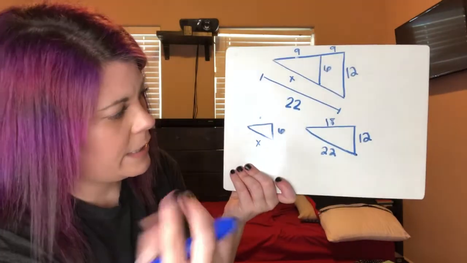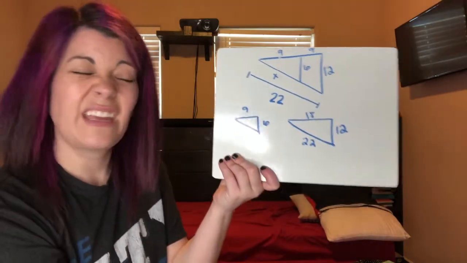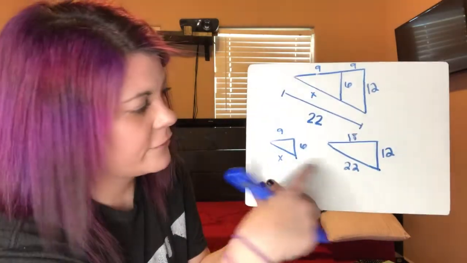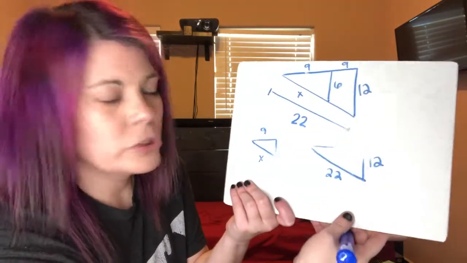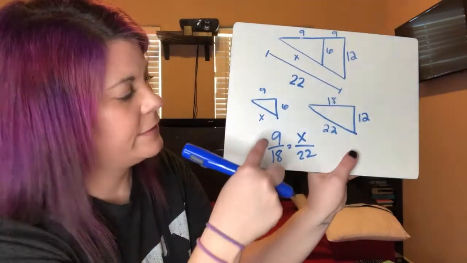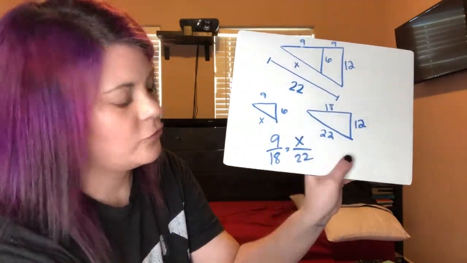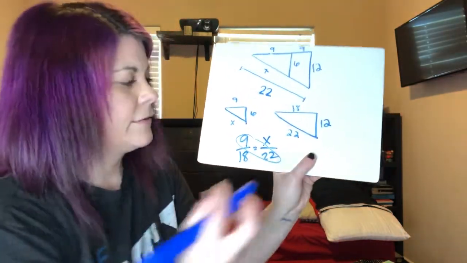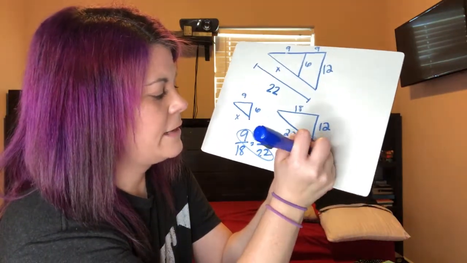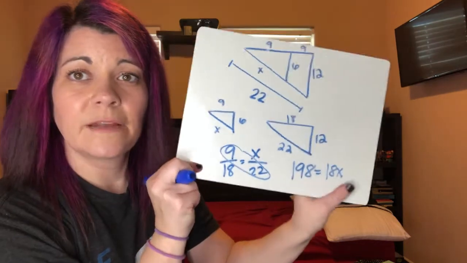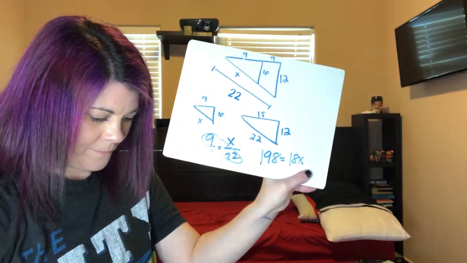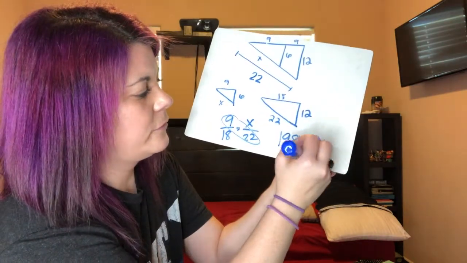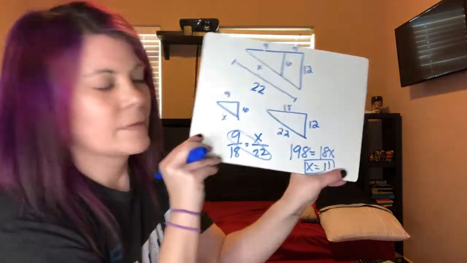I have several options here. I can do 6 over 12 or 9 over 18. I can use either of those ratios, but obviously I have to use the ratio of x over 22 to solve for x. I'm going to choose to use the 9/18 ratio. So 9 to 18 is equal to x over 22, because 9 corresponds to 18 and x corresponds to 22. And then I do my butterfly method. 22 times 9 is 198, so 198 equals 18x. I'm going to divide both sides by 18, and x is going to equal 11.